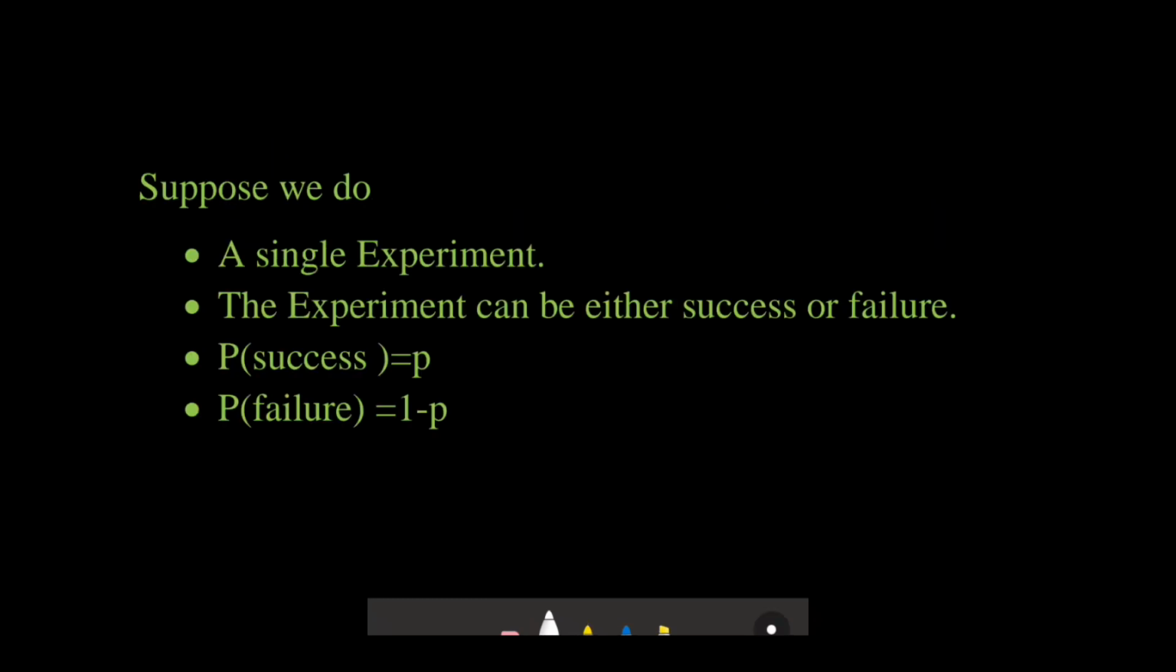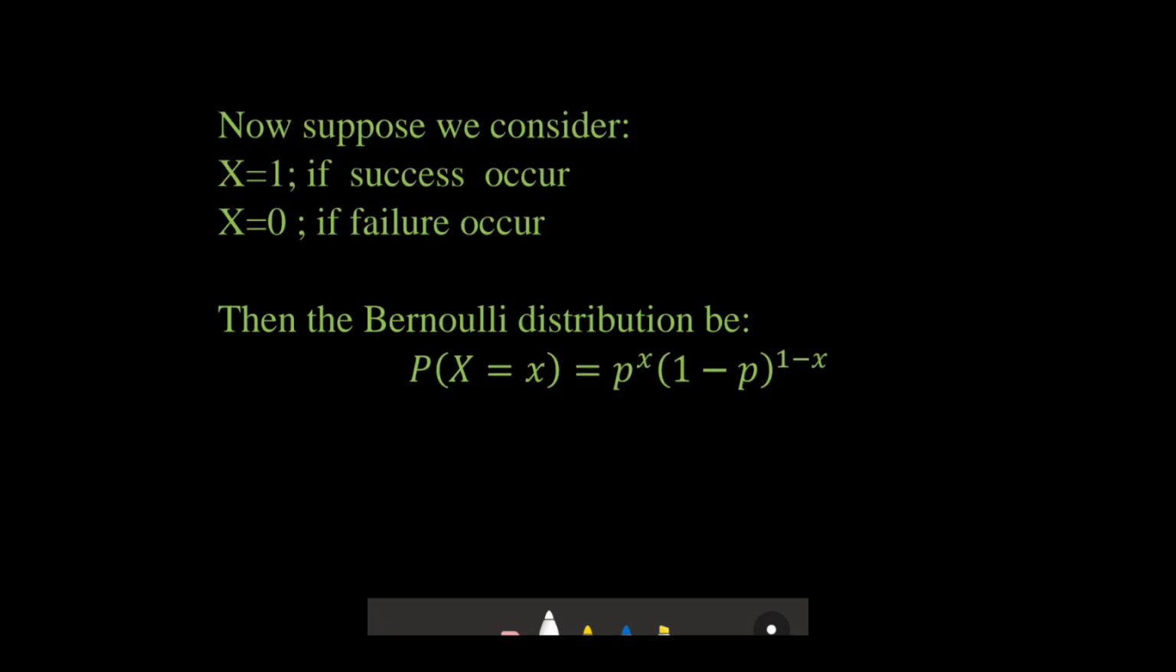Suppose we do a single experiment where each experiment can either be a success or a failure. The probability of success will be represented by P and the probability of failure will be represented by 1 minus P. Now suppose we consider our random variable X equal to 1 if a success occurs and X equal to 0 if a failure occurs. If this condition holds, then we will have a Bernoulli distribution, that is, P of capital X equals small x equals P to the power x into 1 minus P to the power 1 minus x.